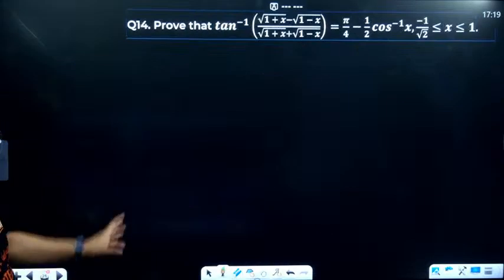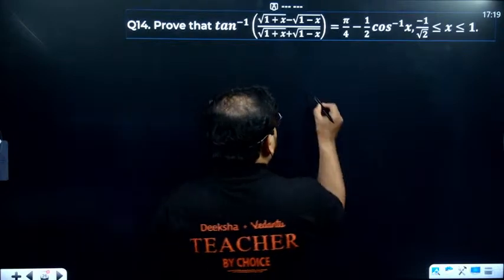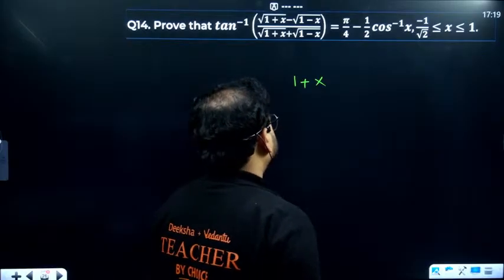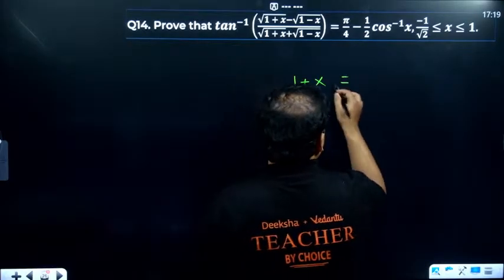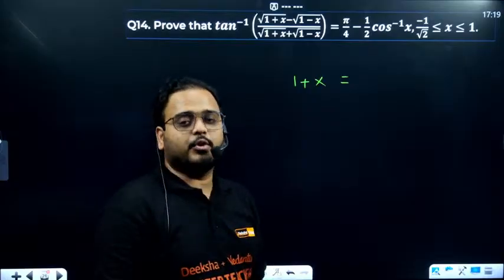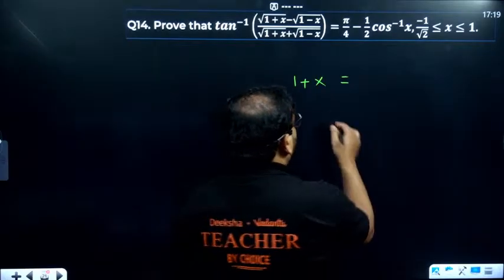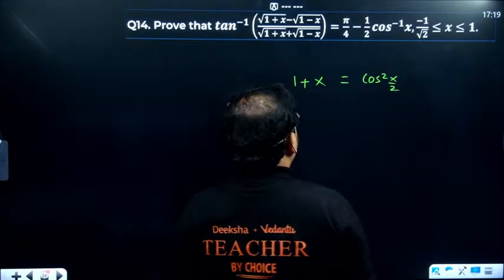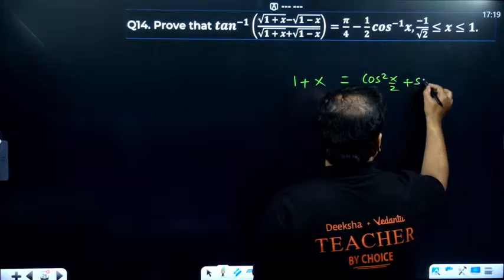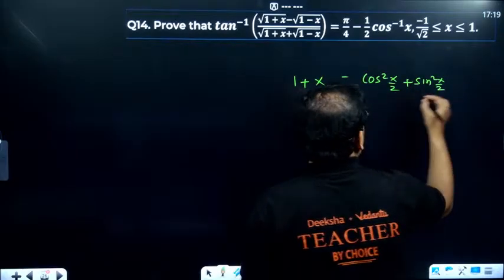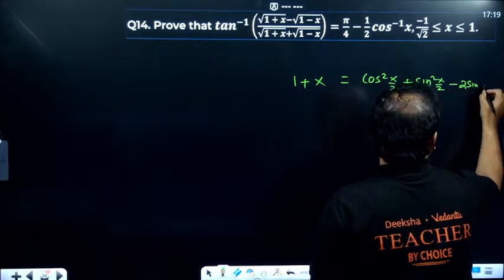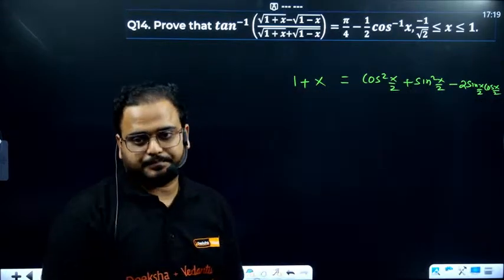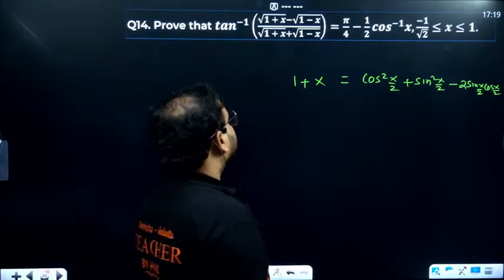So let's see this question now. Same way, I want you to remember this result also. If you're able to find 1 plus x or 1 minus x somewhere, do this. What are you going to do? There are multiple things actually. One thing is this: write it as cos square x by 2 plus sin square x by 2 minus 2 sin x by 2 into cos x by 2. That's one way to solve this question.